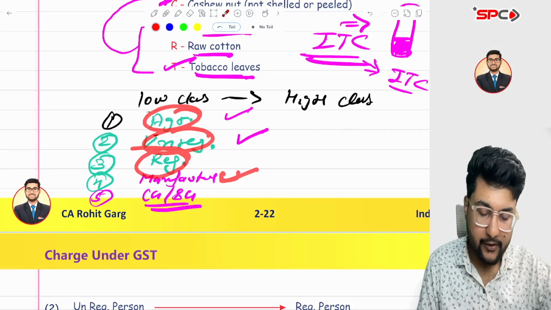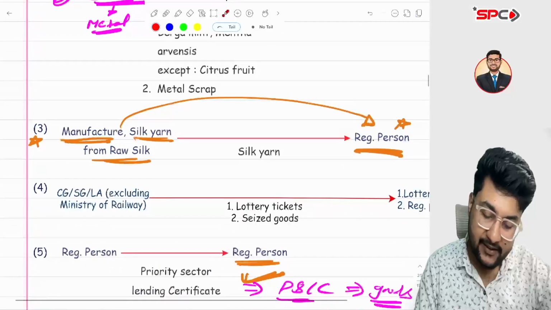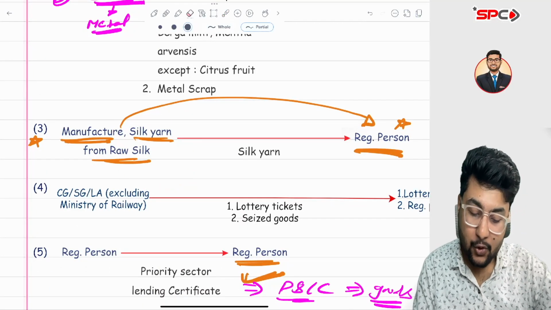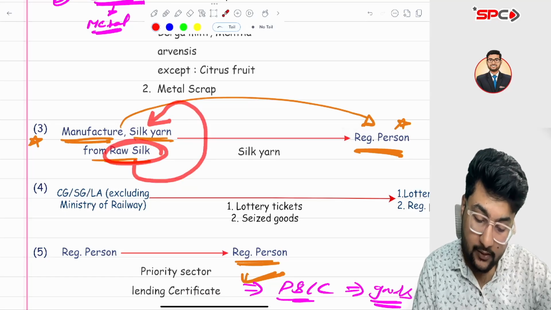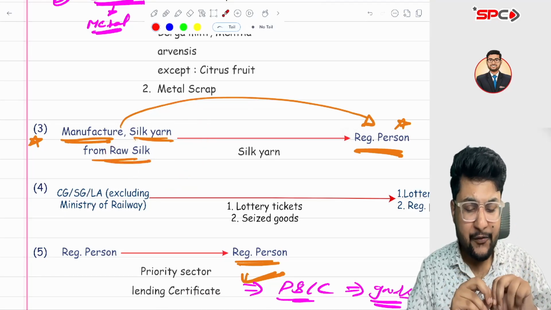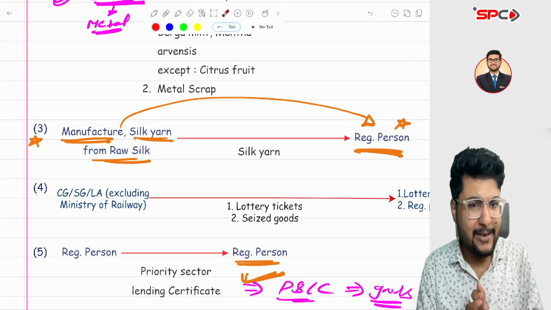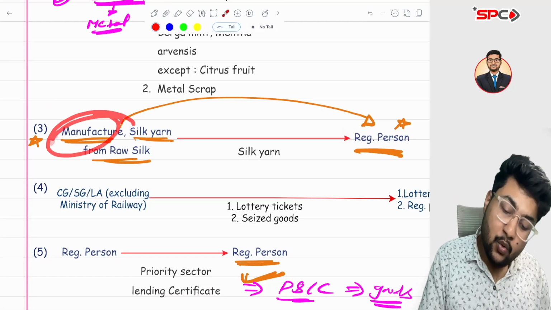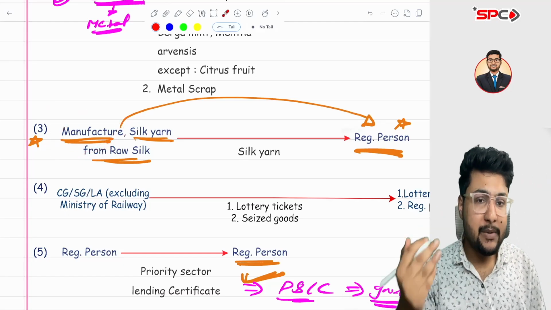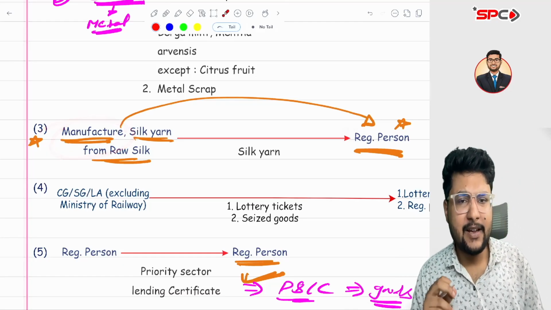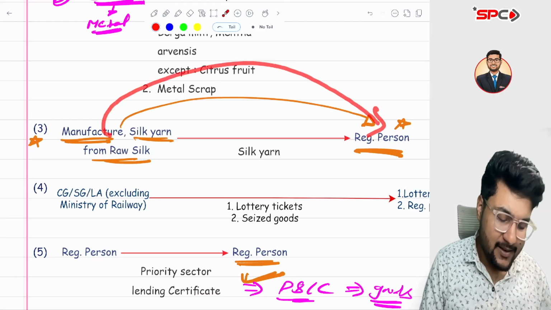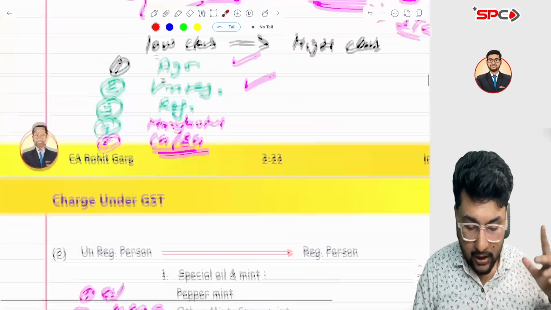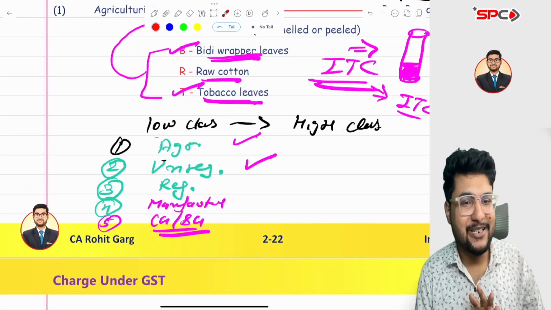Now we will shift to manufacture. If we talk about manufacture, you are supplying silk yarn, raw cotton. From raw cotton, you are manufacturing silk yarn. It's not that big a business. As manufacturers, they are small manufacturers, not big ones, very small. That's why if they are supplying to a registered person, the burden is shifted to the registered person. Was it clear? Now our last, high-class persons: central government and state government.